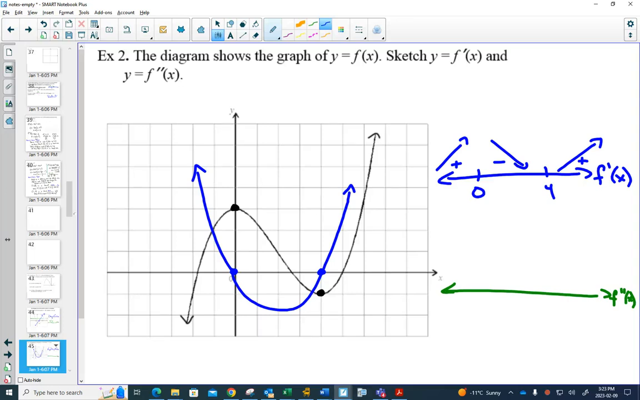Now on our second derivative, can you see that we change from concave up to concave down about there? So I could put on my second derivative 2, and I know this part is concave down, this part is concave up, negative, positive. And because I have an inflection point at 2, I know my second derivative is equal to 0 at 2.